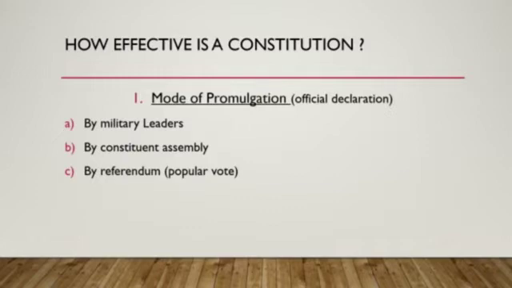Making a constitution effective depends upon many factors. In this series, the first factor is mode of promulgation, means official declaration of a constitution. We have three main points for this. First is constitution by military leaders. Second, constitution by Constituent Assembly. Third is constitution by referendum. All these three we will study in detail.